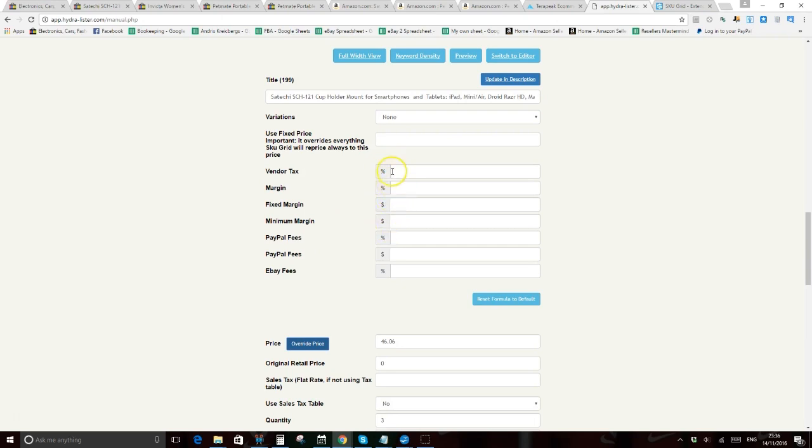Vendor tax, you leave it blank. Margin, just put like a 5% margin here. In fact, let's put 10 because that's what we should be aiming for, including the sales tax in America. PayPal fees 2.9, and then you put 30 cents. And you put your eBay fees as 10. So your price with a 10% profit margin is $42.01. Is that competitive enough?